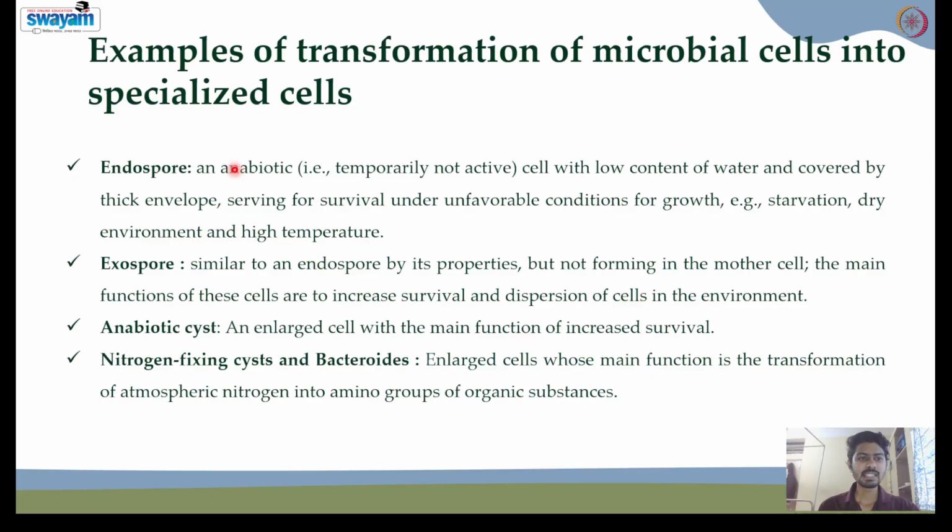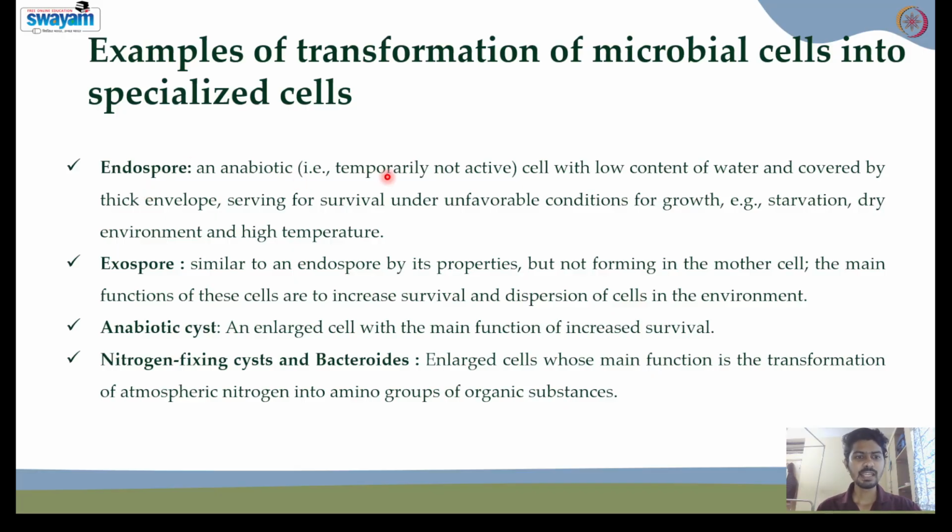So the examples of transformation of microbial cells into some specialized cells, here we could see four kinds of cells. They adopt various strategies like endospore, exospore, anabiotic cyst, nitrogen fixing cyst, and bacteroids. So first, what is an endospore? The term itself says that the bacteria form the spore inside their cell. And when will it form spores inside the cells? Whenever there is an adverse or unfavorable condition for their growth.